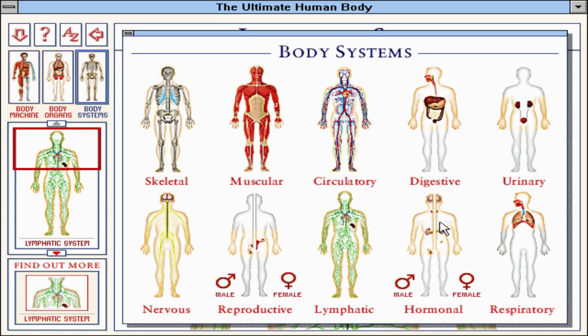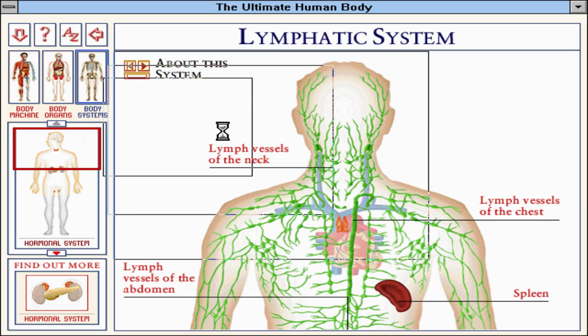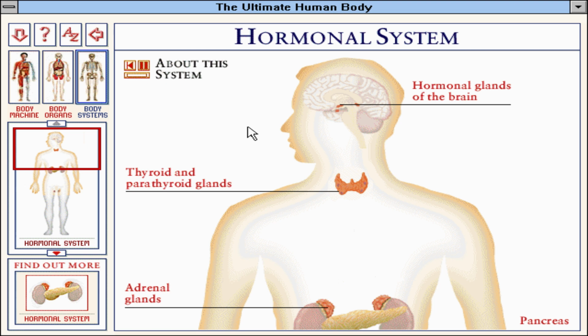Body systems. The hormonal system consists of a collection of glands which release chemical messages called hormones into the blood. Hormones travel around the body to reach specific organs and tissues where they help to regulate activities such as growth, reproduction, and more general body functions.